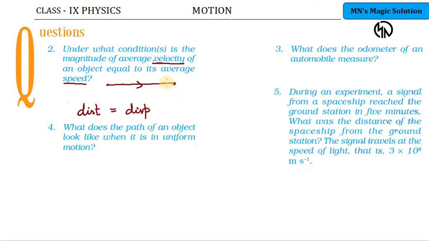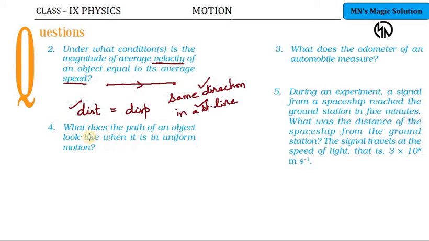So what can we write as the condition? Same direction in a straight line. If the object moves so, the distance becomes equal to the displacement, thereby the average velocity becomes equal to its average speed. If the object travels in the same direction in a straight line, then the distance and displacement become equal, thereby average velocity equals average speed.